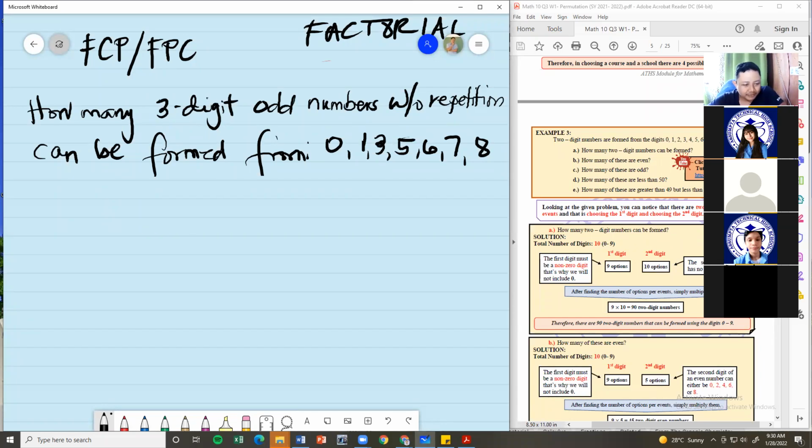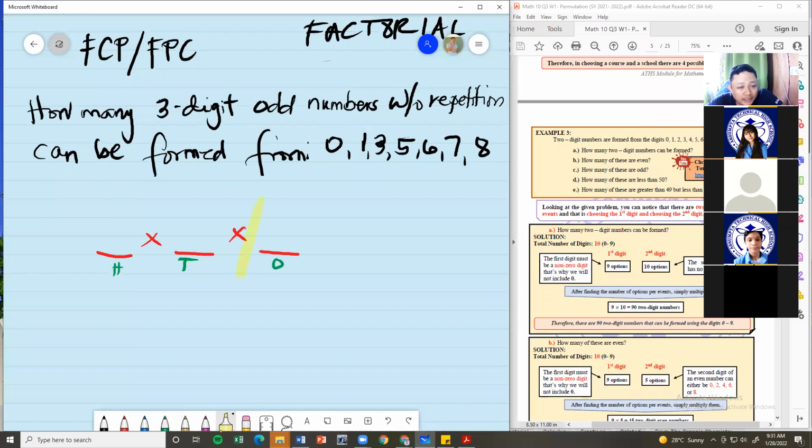Okay. So we have here 3 again. 1, 2, 3. This is the hundreds, tens, and ones. Okay, how many 3-digit odd numbers without repetition can be formed from 1, 3, 5, 6, 7, and 8? What are odd numbers? If even numbers end with 0, 2, 4, 6, and 8, odd numbers end with 1, 3, 5, 7, and 9.